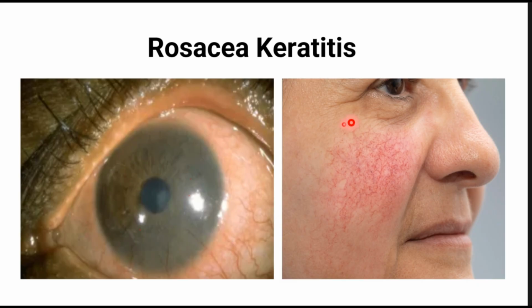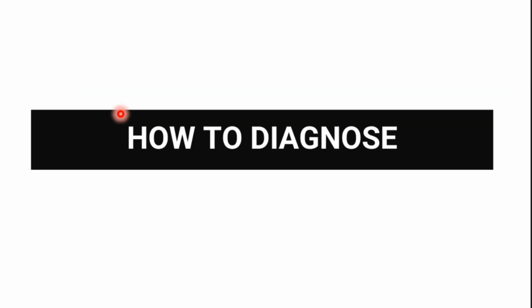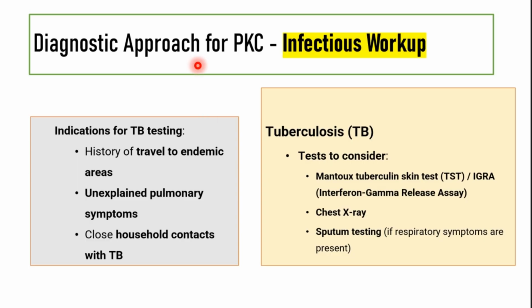So if the patient has this sign, it is very clear that the patient is suffering from rosacea keratitis. Now let us see how we diagnose the condition. Basically, we will be carrying out various infectious workups based on the suspicion.